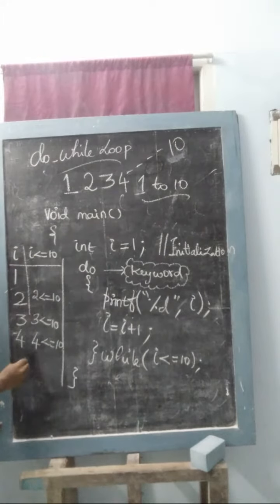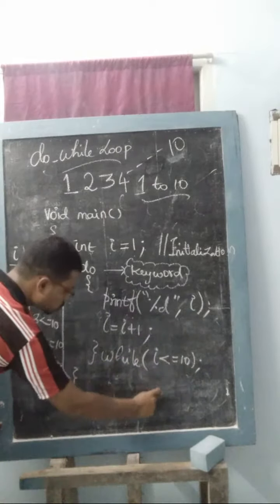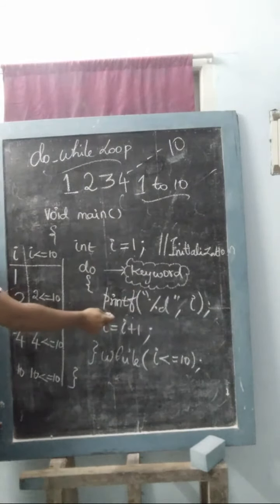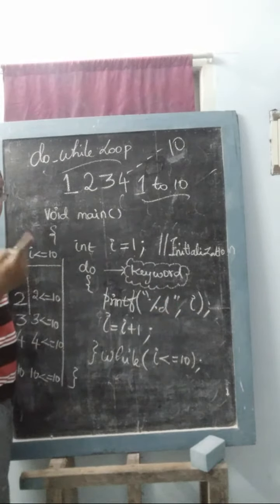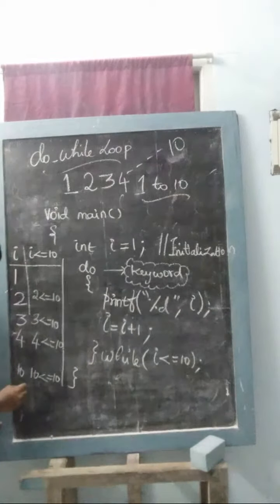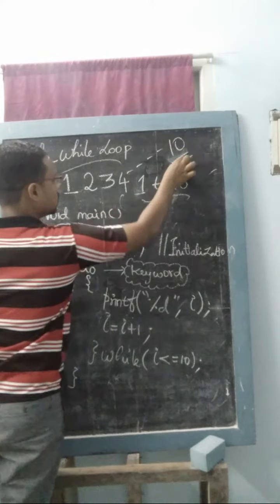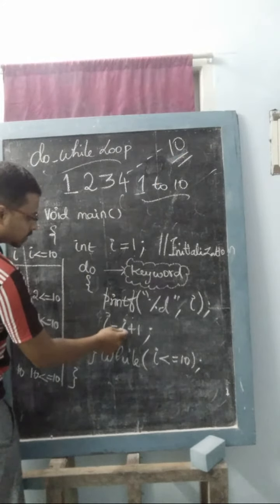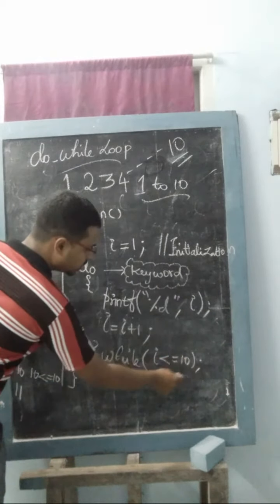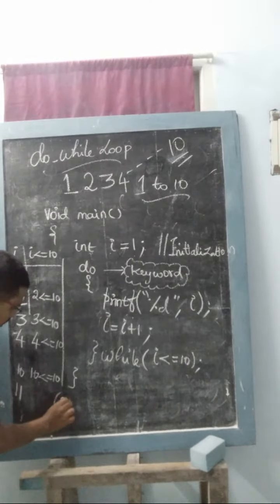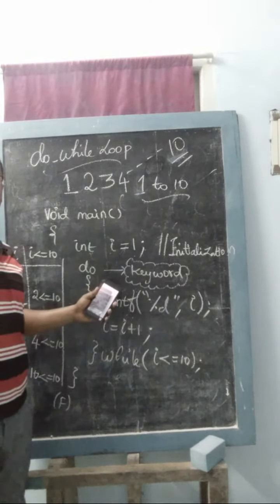When it reaches the 10 value, after 9 it will come to 10. 10 less than or equal to 10. The condition is true. It will come here and print 10 once again. And then after 10 it will be incremented by 1. That is 11. 11 less than or equal to 10. The condition is false. So the control will exit.